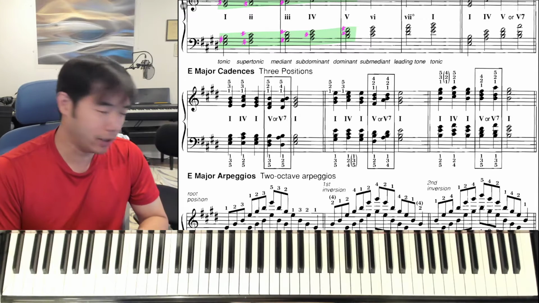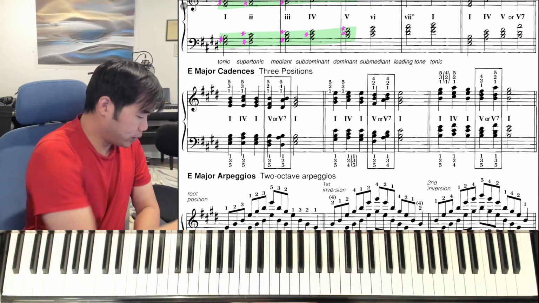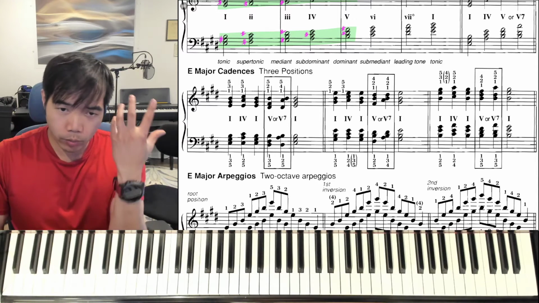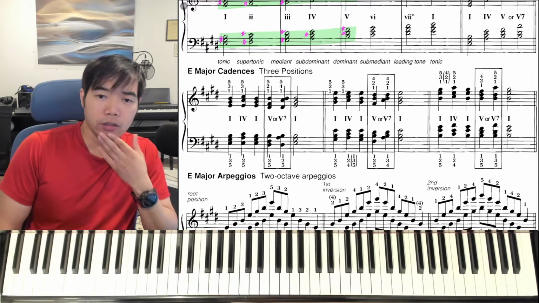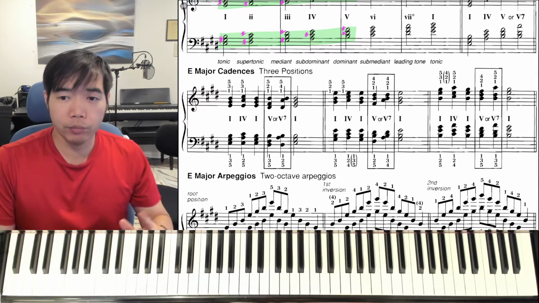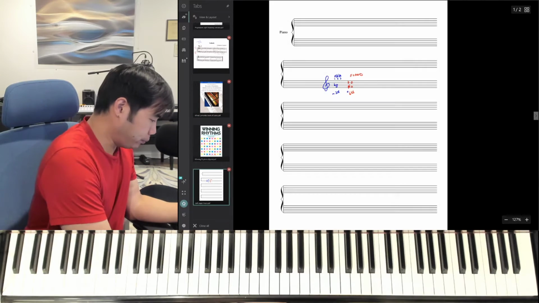I'm finally making it. So, E major: we've already covered the root position form. To understand this, we first need to understand inversions. Inversions are really simple. Let me explain it on some staff paper here.